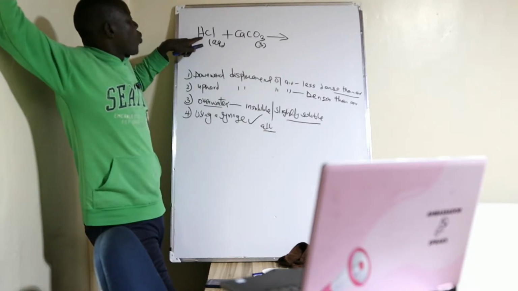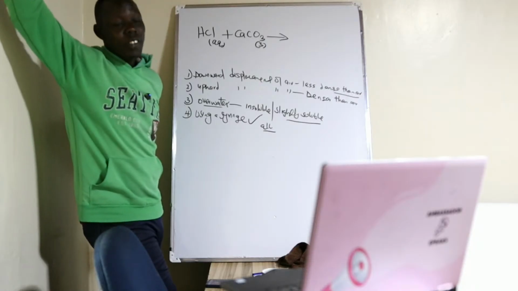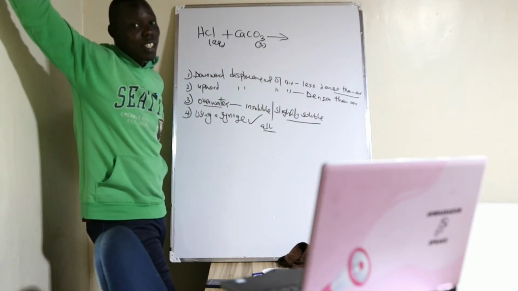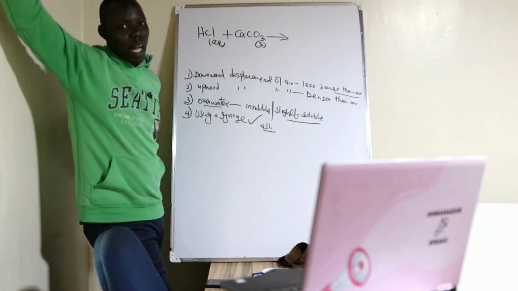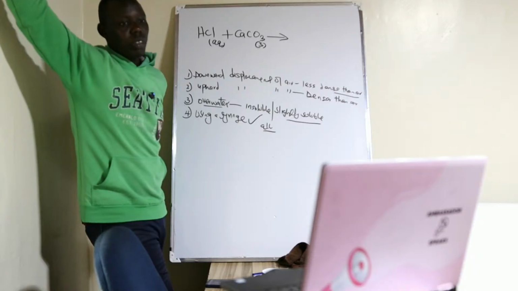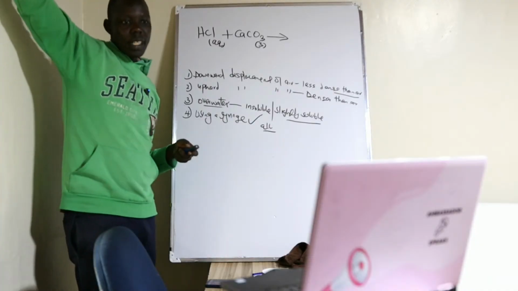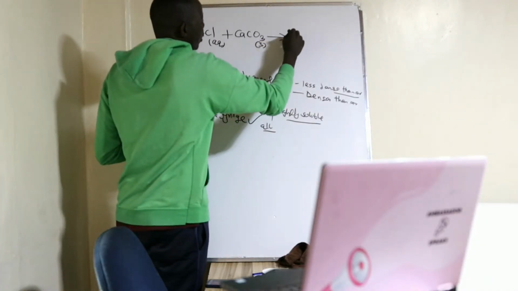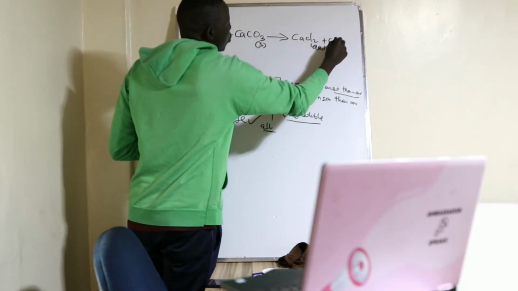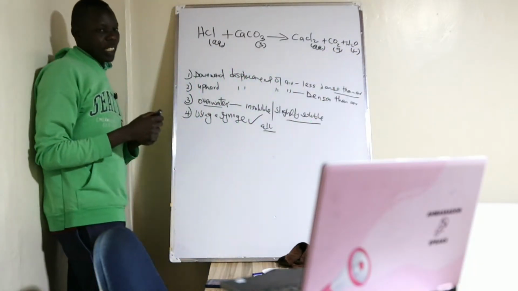What is observed in a beaker containing HCl and calcium carbonate? Like you have calcium carbonate in a beaker and HCl. What is observed? Very simple, vigorous effervescence occurs as CO2 gas is being released. Question number 2. You are told to write an equation for the reaction. It should give you calcium chloride, which is aqueous, plus CO2 plus water. Is it balanced or not balanced?